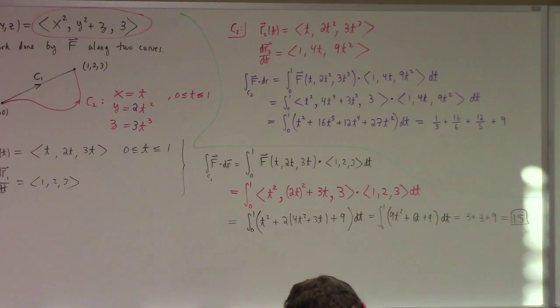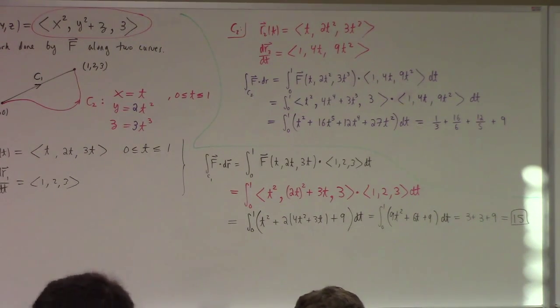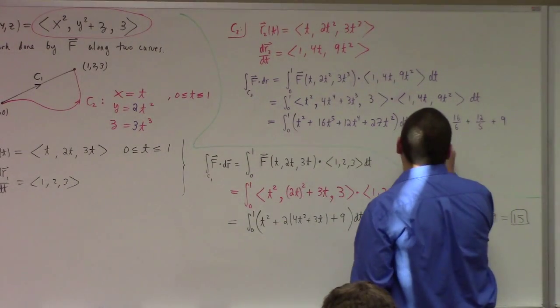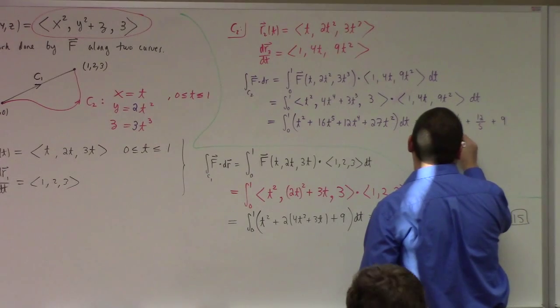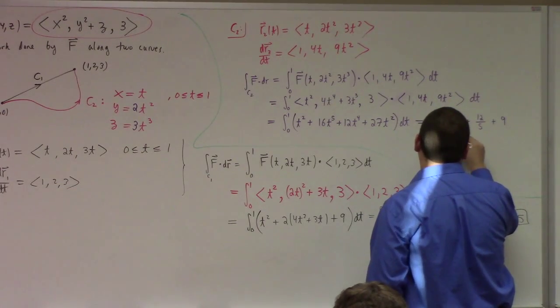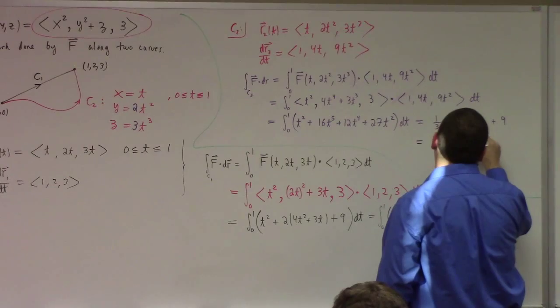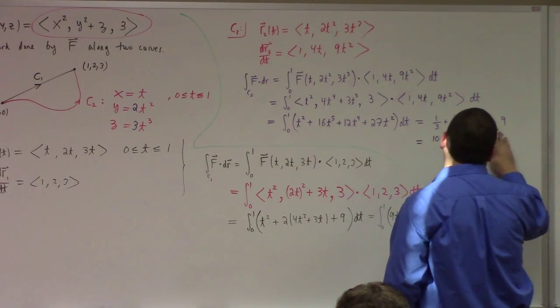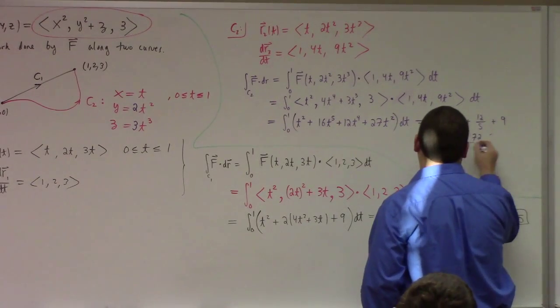I love integrating polynomials from 0 to 1. It's fun. It's like relaxing. Oh man, what I don't love is adding those fractions. Come on. My calculator. Got no calculator. Looks like we're working in 30ths. 10 plus 5 times 16 is 90. 6 times 12 is 72, plus 270. Wait a minute, no. I leave the 9 over there by its lonesome.